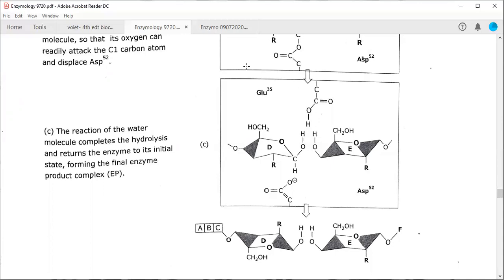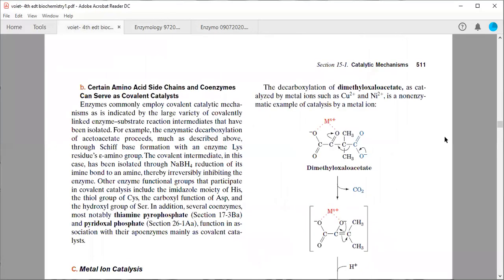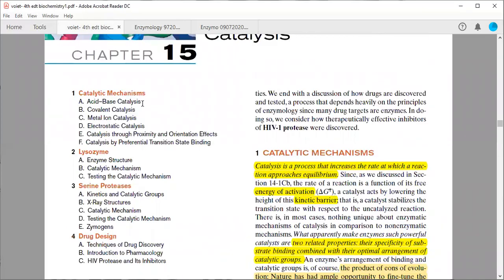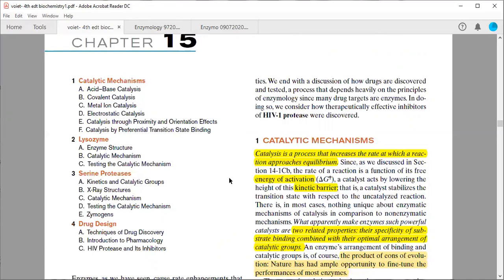Fine, so that's all for today. We will discuss the rest next class. So we have discussed the two major types of catalysis mechanisms. One is called general acid-base mechanism, and the second is called covalent catalysis. So now we will start with metal ion catalysis, and we will also discuss some electrostatic catalysis, catalysis through proximity and orientation effect, or catalysis by preferential transition state binding. So we are left with these basic things for tomorrow's class.